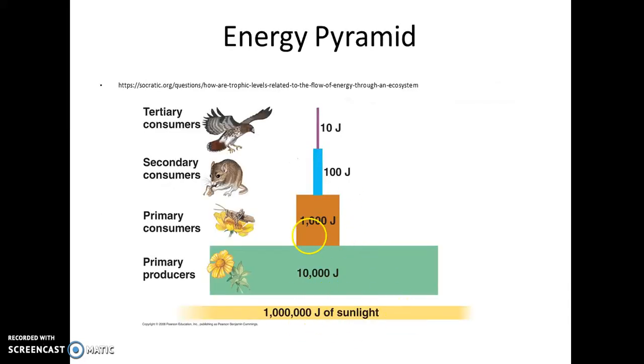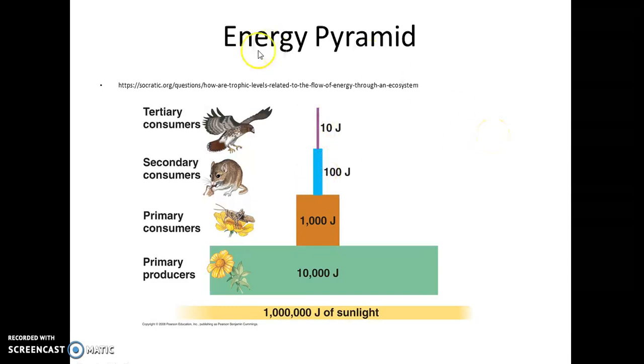So, right, energy pyramid, primary producers, let's say 10,000 joules. Then only 10% is passed on, which is 1,000 joules. Only 10% is passed on, which is 100 joules. Only 10% is passed on to 10 joules. So we're running out of energy exponentially as we go up the food pyramid or food chain.